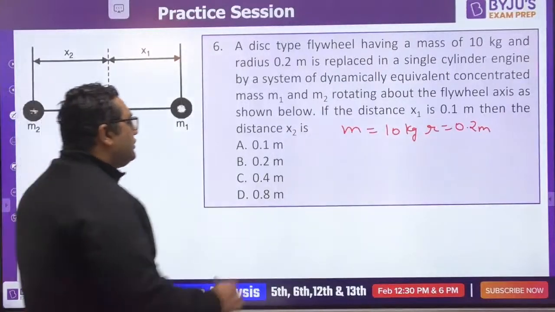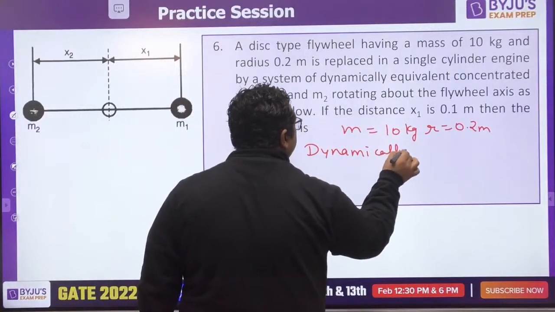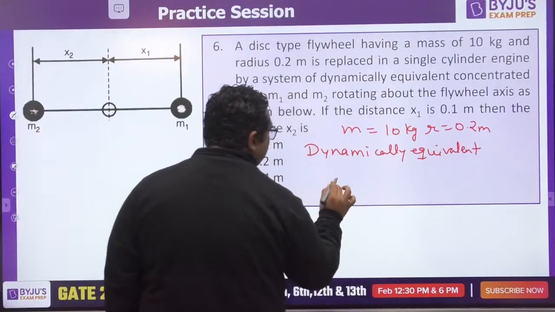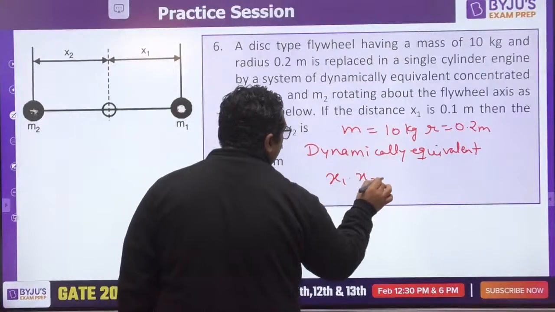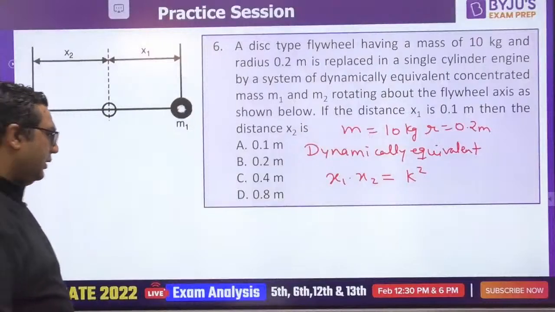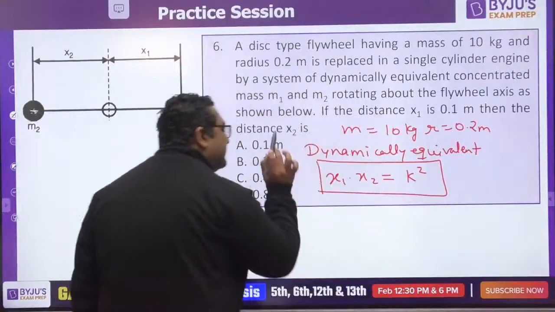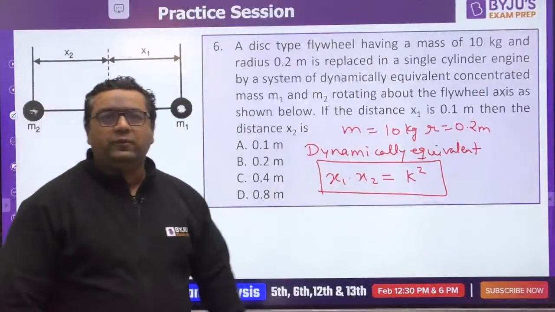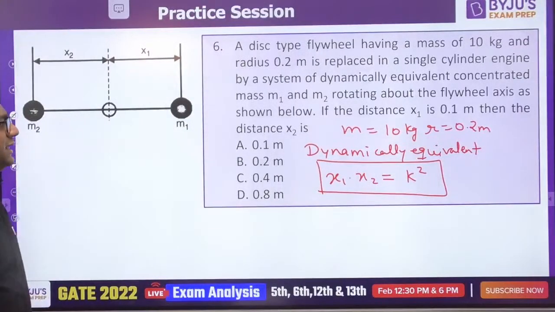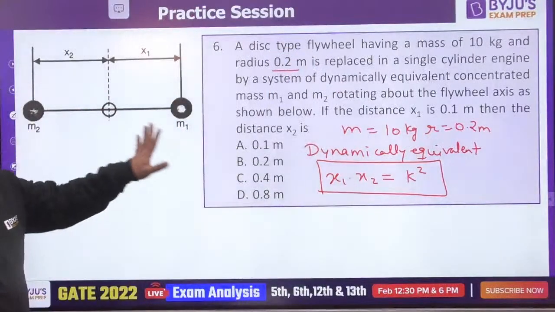So my dear, I would like to say for dynamically equivalent systems, we can say x1 into x2 is equal to k square, where k is the radius of flywheel, and x1, x2 are the distances. So if such a type of question comes, you would be using this equation to get the unknown. Okay, let us see how many of you give the right answer for this. So you would be saying x1 x2 is k square, k is 0.2 meter. Apply the formula, get the answer.